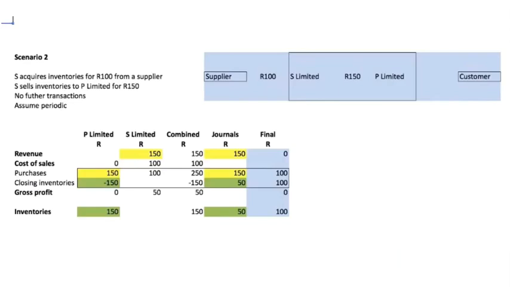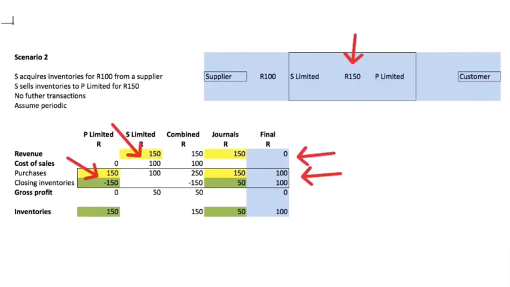First of all, your intra-group transaction was the sale of inventories between S and P Limited. So we do a consolidation journal indicated in yellow on your screen for the 150 to eliminate the sale and to eliminate the purchase, which is intercompany. That will now leave you with no revenue for the group. It will also leave you with 100 rands purchases for the group. And this is quite correct because the supplier sold inventories to the group for 100 rand.